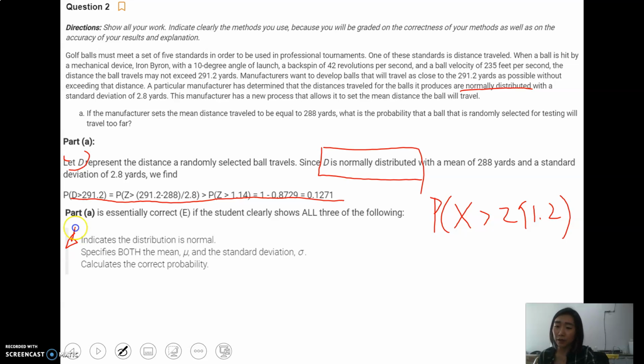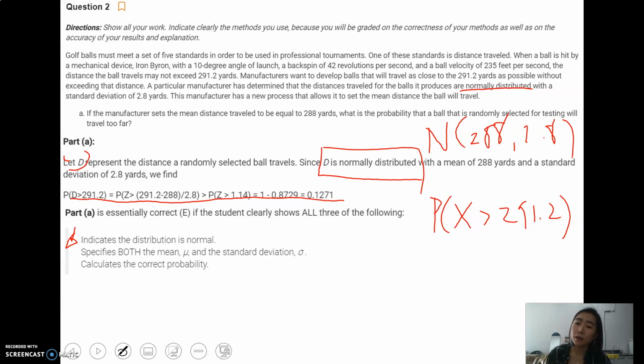So you can see from the scoring guide that it indicates the distribution is normal. It seems silly because they said that in the question, but again, it is one of the criteria that they check as they give you scores. So you don't have to write it out, like since D is normally distributed with a mean of such and such, you can just write N(288, 2.8), because this is how you write the normal distribution, right? And if you wrote that little symbol, you would have gotten an E for part A. Unfortunately, I think only one person really wrote it out and nobody else did. And so that was a problem.